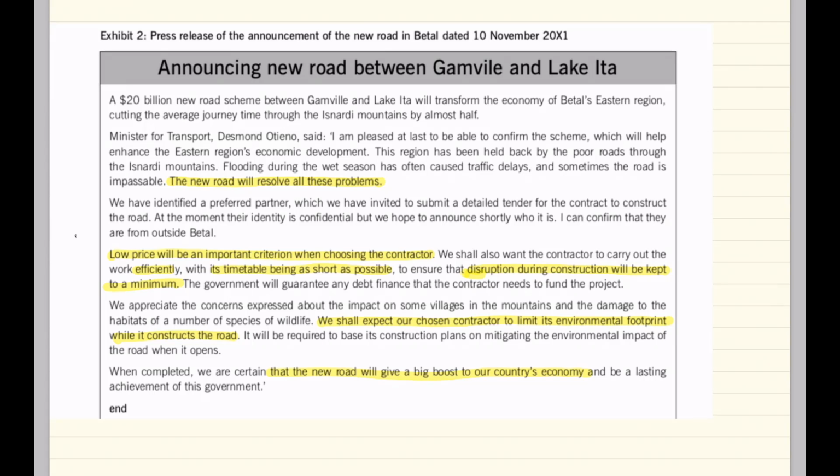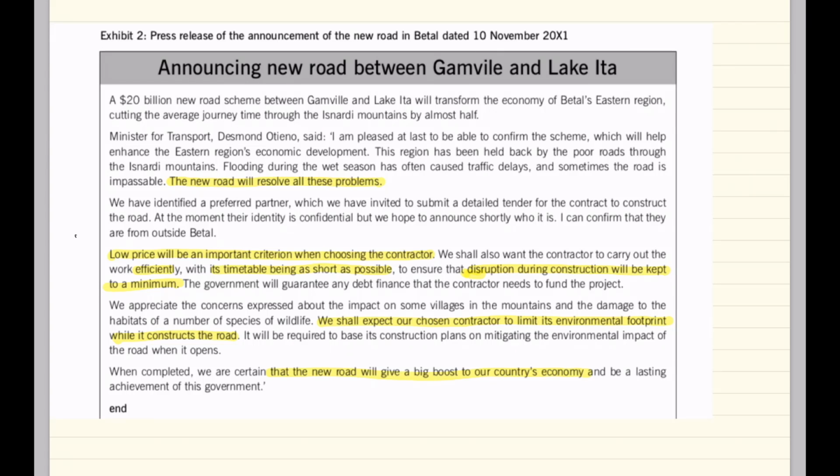So, highlighting the key things I see that are going to inspire me. The first thing, it talks about how the road is going to resolve all problems of kind of flooding and traffic delays. Well, maybe. Low price is important, but at the same time they want it to be done quickly, and also they want disruption to a minimum.